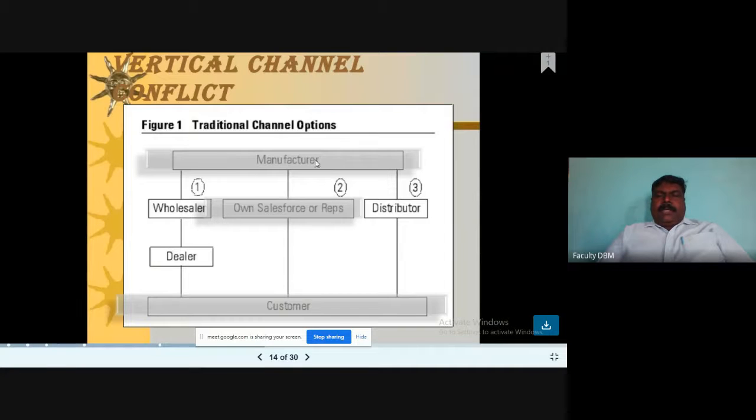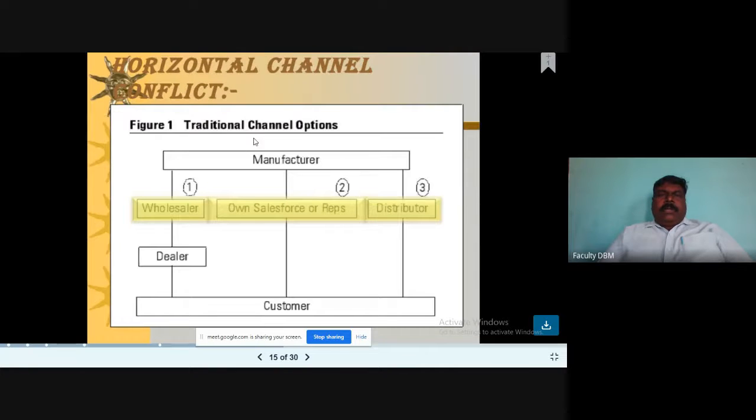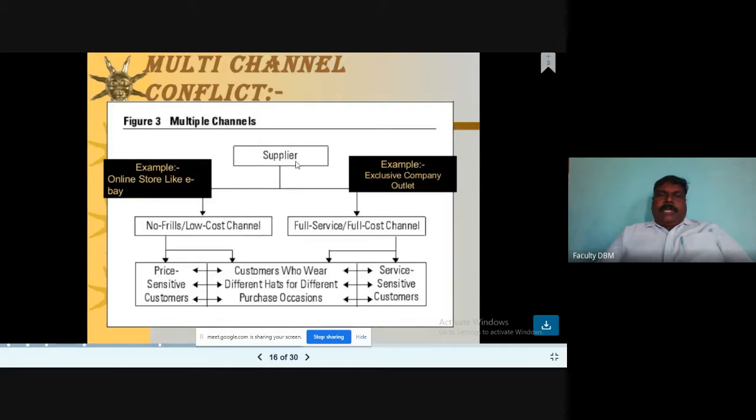This figure shows how the channels are arranged. The manufacturer's traditional options were wholesaler, dealer, then the customer, and its own sales force or representatives doing sales, or using a distributor for sales. In the multiple channel, the supplier has an online store, which is a low-cost channel, and a full-service channel, an exclusive company outlet. The supplier supplies to both of these, which serve different needs.